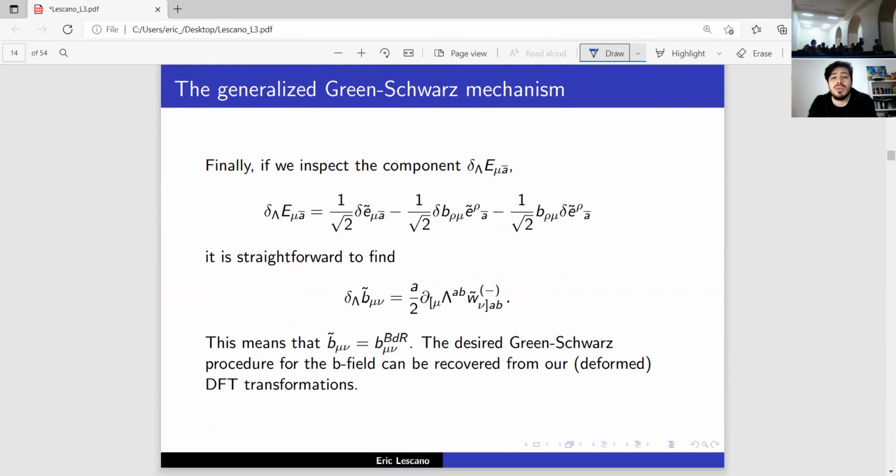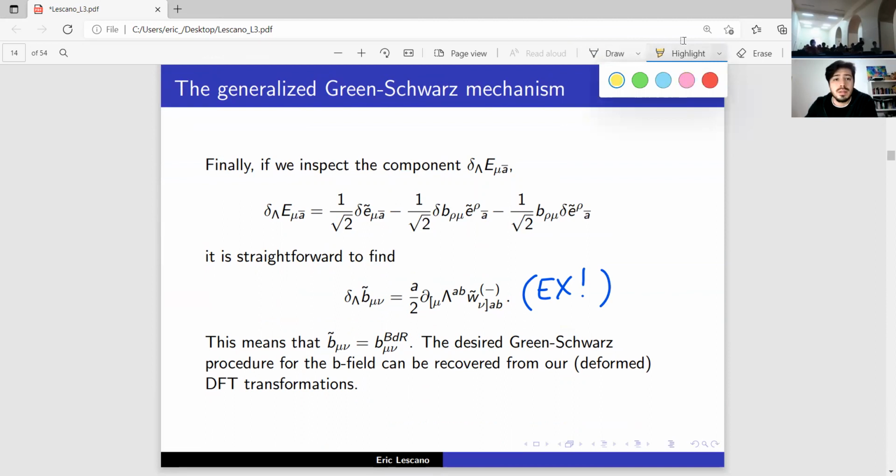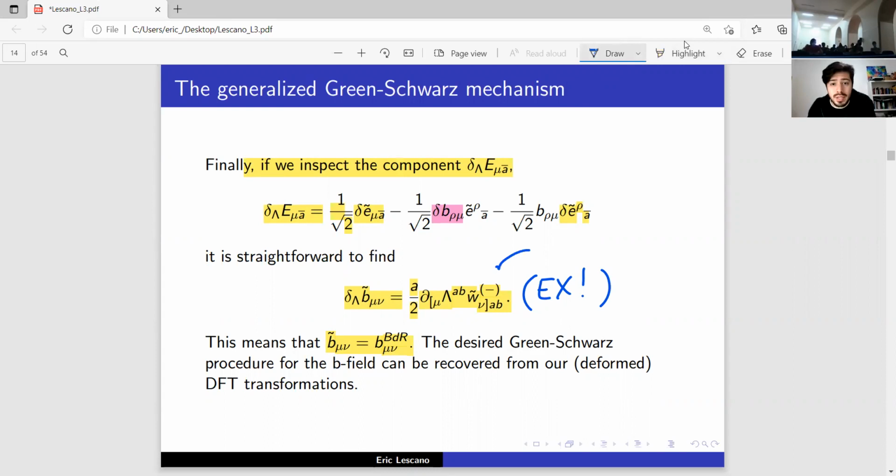And finally, if we inspect the other component, this is part of an exercise of the list that you have, it's not complicated. If we inspect this component over here, and we know this transformation, and we know this transformation over here, we can just try to figure out what is this transformation coming from double field theory. And the answer is that this transformation is okay. It's completely okay. This means that the tilde B field is exactly the Bergshoeff-de Roo field. It transforms in the same way. They transform with a Green-Schwarz mechanism with a torsion term over here. That's why this torsion term is saying that we are matching with the Bergshoeff-de Roo formalism.